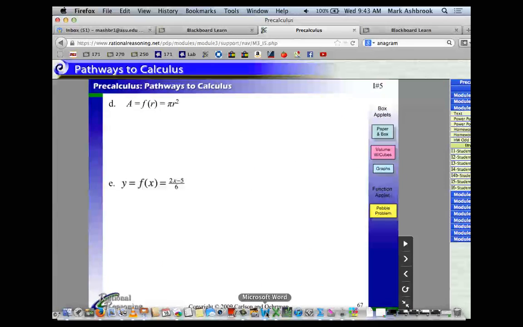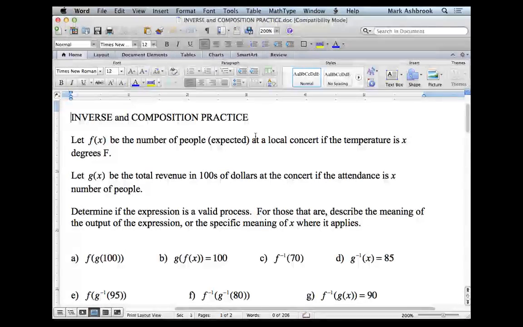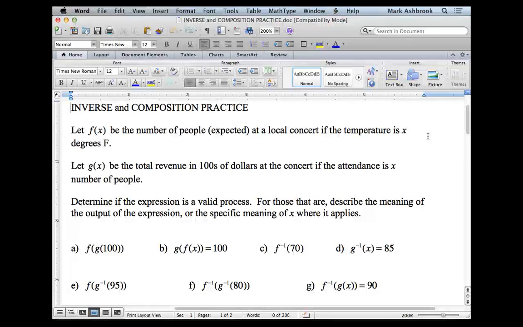Okay, so let's look at this sheet. I'm defining F as the number of people expected at a local concert if the temperature is X degrees F, Fahrenheit. And then G is the total revenue in hundreds of dollars at the concert if the attendance is X number of people. Again, see here's this use of X as a generic input, but with a different meaning depending on the context of the function you're in.